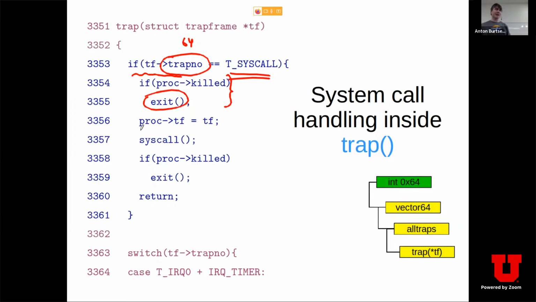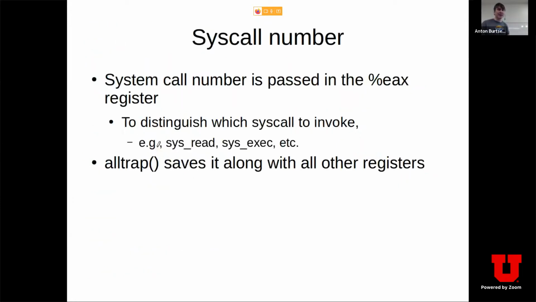If not, you say, okay, I will save the current trap frame in the proc, the data structure which defines the currently running process. And then you start processing the syscall itself with the syscall function, right? So you enter the syscall function. Okay, let's take a look.